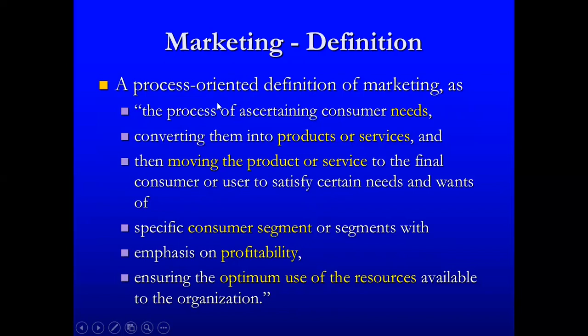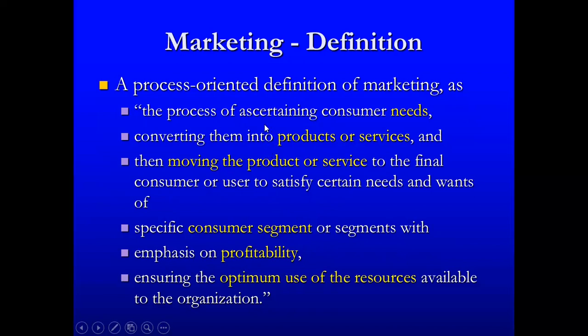So finally, a process-oriented definition of marketing is as follows. I have divided the definition into various segments. It is a process of ascertaining consumer needs, converting them into products or services, moving the product or services to the final consumer or user, specific consumer segment or segments with emphasis on profitability, ensuring the optimum use of resources available to the organization. So this is a process-oriented definition.